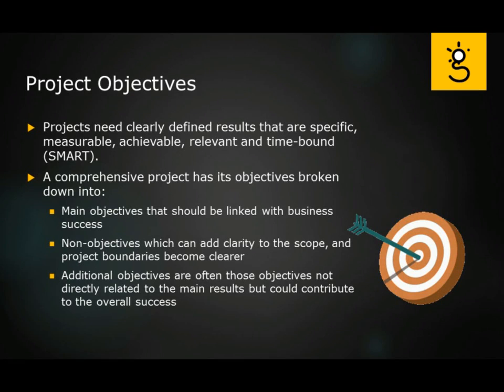Projects need clearly defined results, and those clearly defined results should be SMART, meaning specific, measurable, achievable, relevant, and time-bound. Now, a comprehensive project has objectives, and they should be broken down into things like your main objectives. Those are things that are linked with the business success. You can have non-objectives. Those generally just add clarity to the scope, and the project boundaries become clearer.